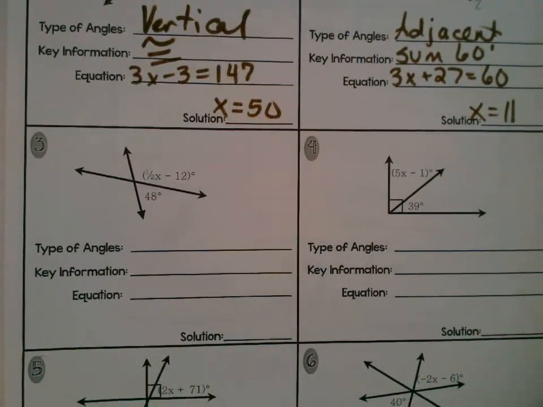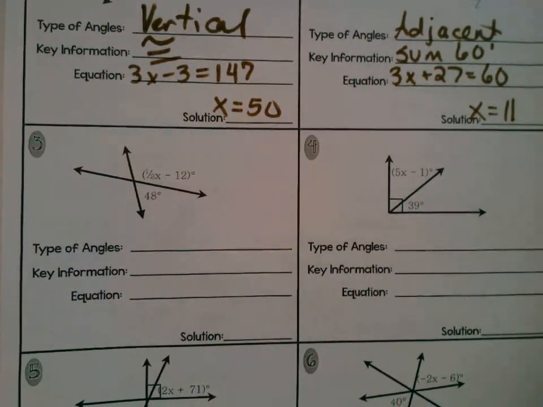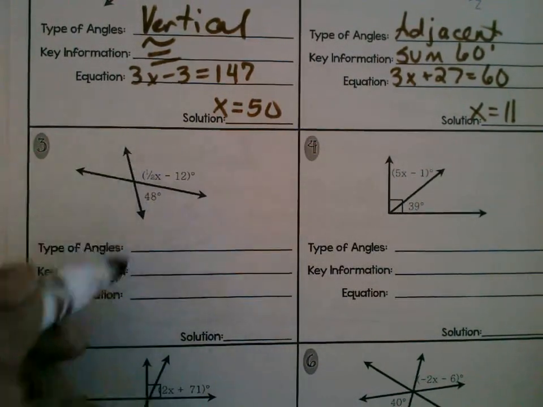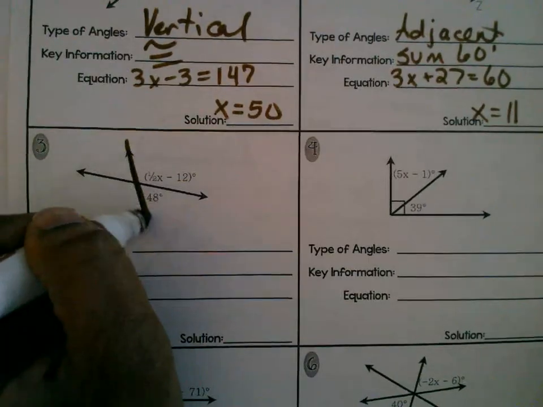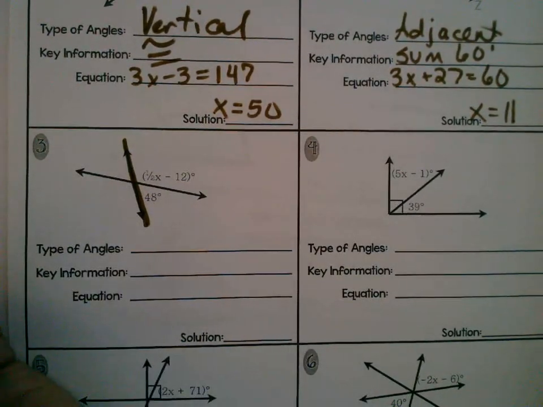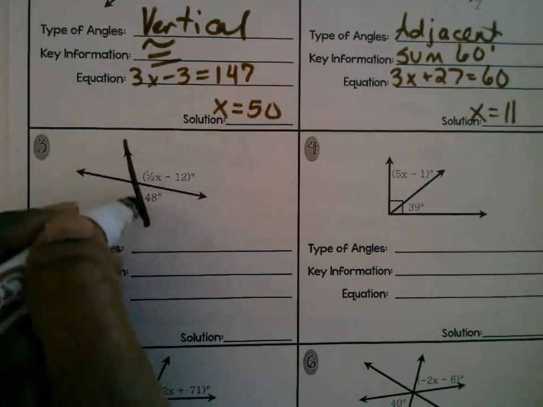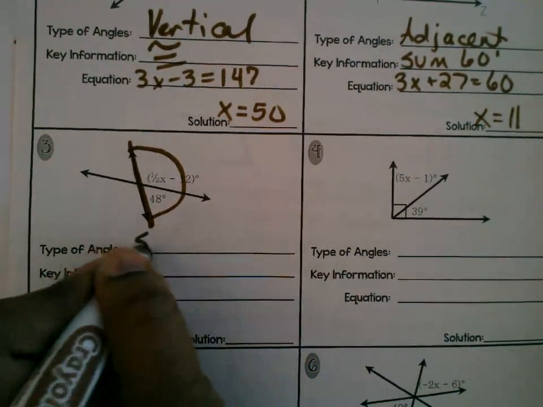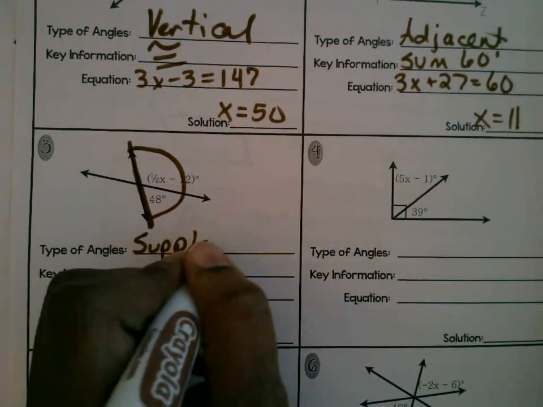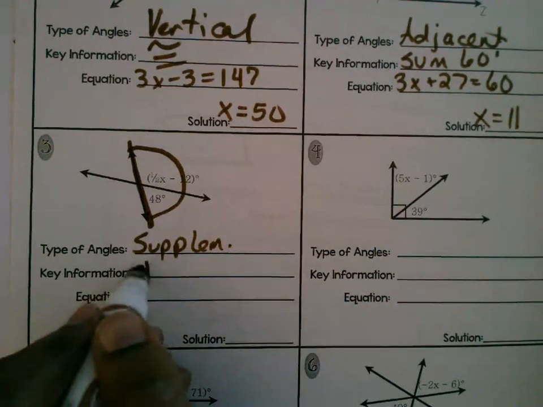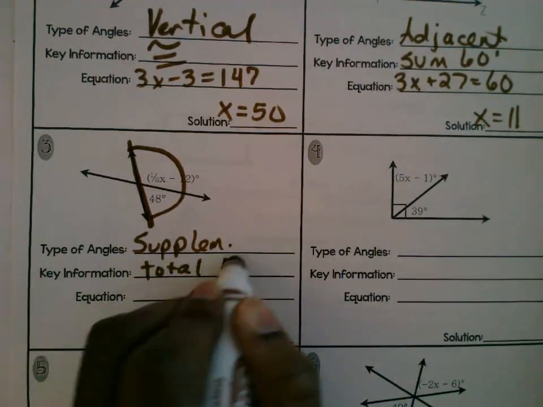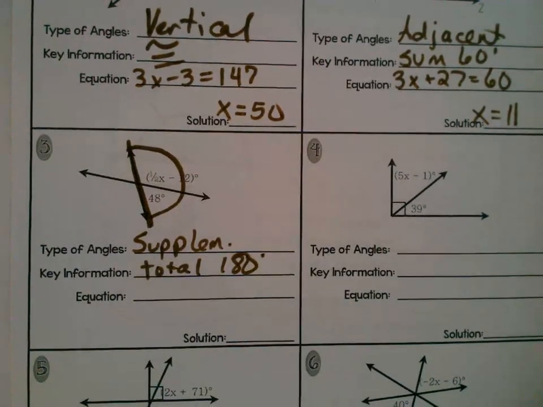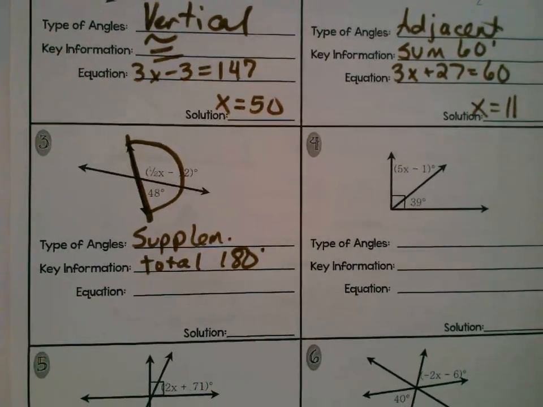All right, number 3. Adjacent, yeah, but that won't help us. These are supplementary angles. Angles on the line. So they total 180 degrees.